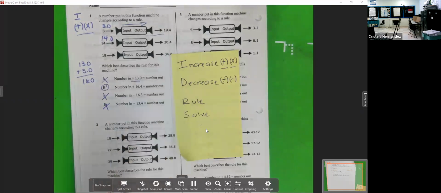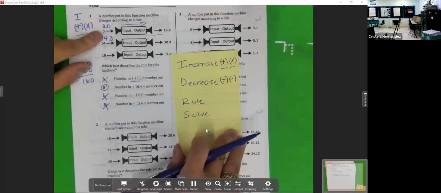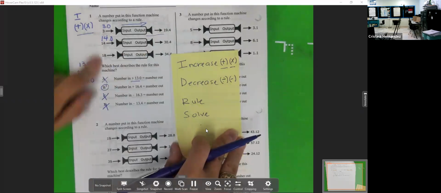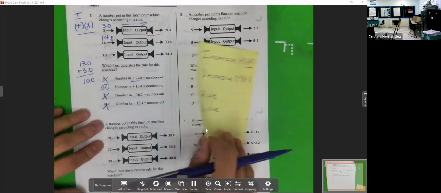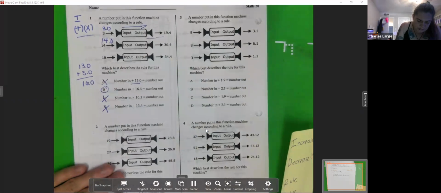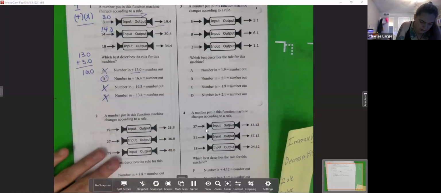The most important part is determining, are we increasing or decreasing? And then they also need to understand where you add. Do I add to the left side of this or to the right? You're always going to add, subtract, divide, or multiply to this side, the input side. Okay, so this would be adding, increase.